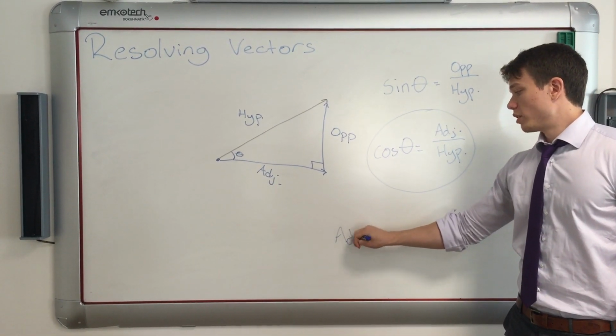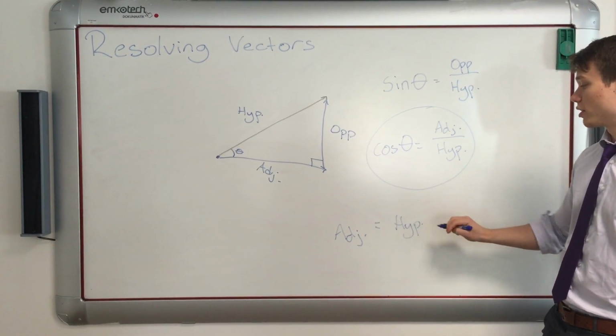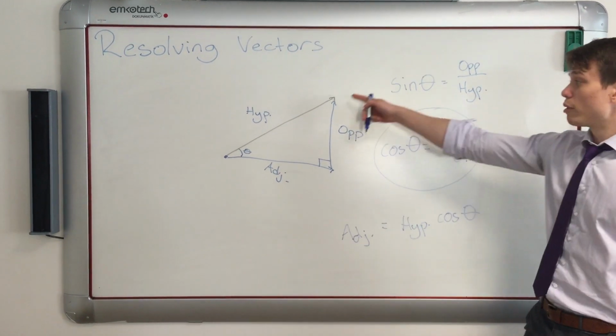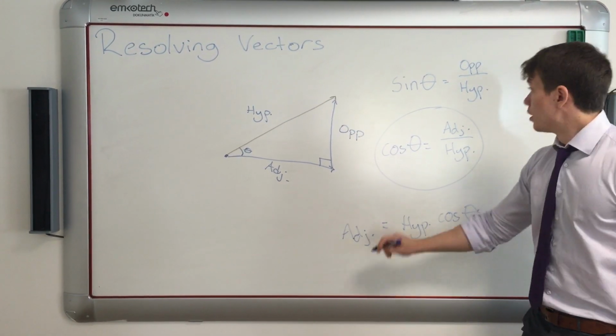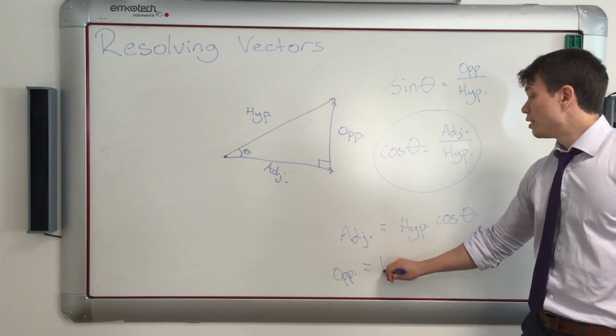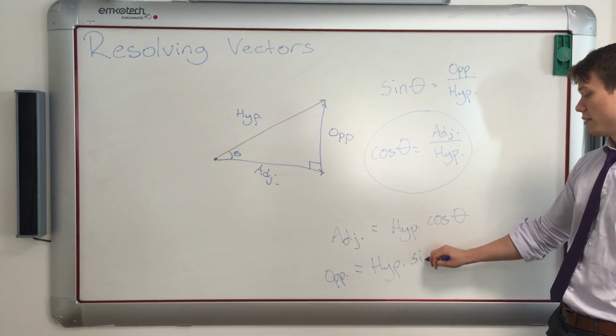So our adjacent component is just equal to the length of the hypotenuse multiplied by the cosine of our angle. And if we want to find the vertical component, we would say that the length of the opposite side is equal again to the hypotenuse multiplied by the sine of that angle.